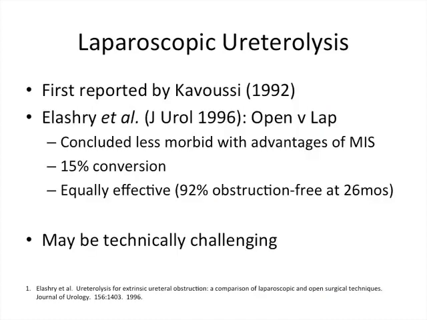Laparoscopic ureterolysis was first reported by Cavusi and his group in 1992, and more recently Alashri in 1996 compared the use of open versus laparoscopic ureterolysis. They concluded that laparoscopic ureterolysis was less morbid and associated with all the advantages of minimally invasive surgery. They reported a 15% conversion rate and found that they were equally effective at 26 months for relieving the obstruction. They did provide the caveat that this may be technically challenging given the nature of the disease, however.